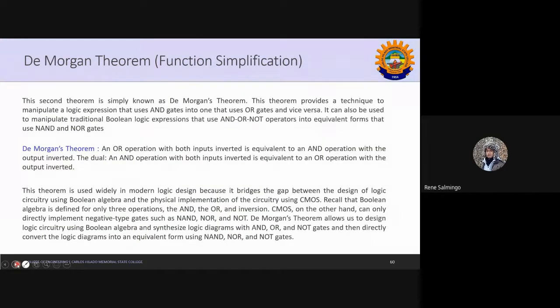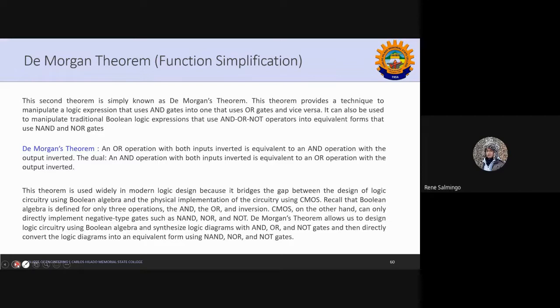So now we are on the last topic on function simplification. The second theorem is simply known as the De Morgan theorem. We have techniques that we are going to use to manipulate logic expressions using AND gates into ones that use OR gates, or vice versa. Now you could also use NAND or NOR gates, and it depends on how you're going to use it.